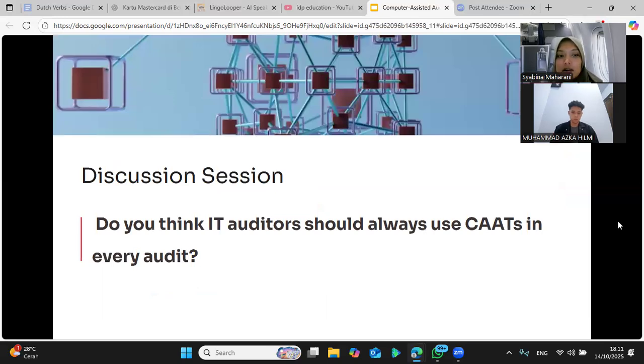The last thing is we have a discussion session for you guys to answer. So our question is, do you think IT auditors should always use CAATs in every audit or not?